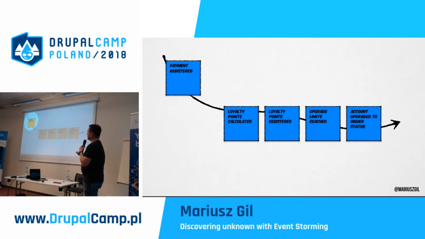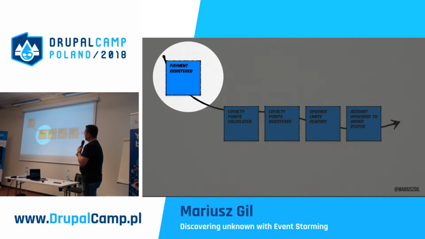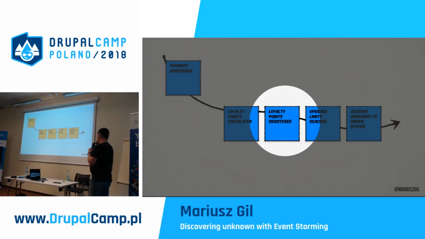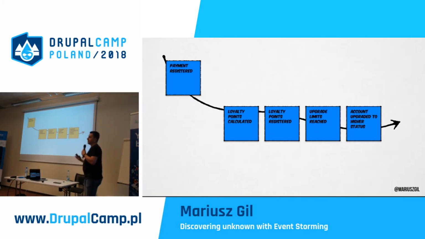We can get the payment value. We can convert the payment value to loyalty points. We can register the points. And if the user has enough loyalty points, we can adjust his level in our loyalty program. And of course, the events in this example represent something from the past. This is a reaction of our system, which is expressed in the code with a class.